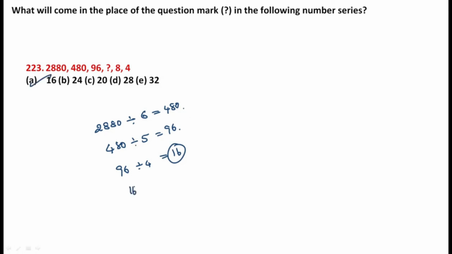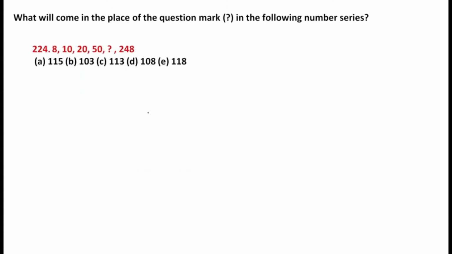If you still have a doubt, see the next number. 6, 5, 4. The next number is 24. Why? Because 16 6s are 96. So 96 divided by 4 is 24. Not 9, it's 24. Now 24 divided by 3 is equal to 8. 8 divided by 2 is equal to 4. Now the suitable answer is 24.